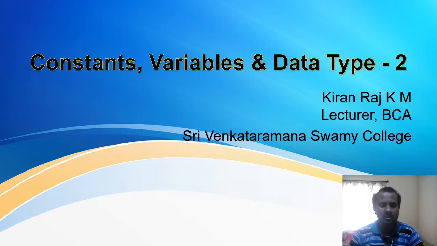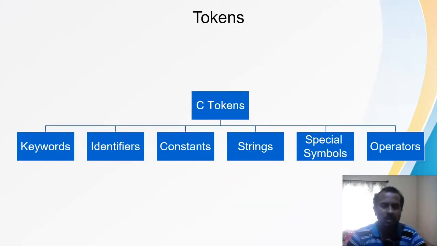Welcome to the online classes on problem solving using C. Today we will discuss constants, variables and data type, part 2. In the previous classes we have discussed the different tokens that are available and constants. Today we will discuss data type and the variables.